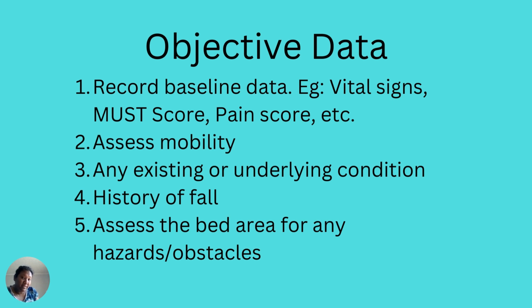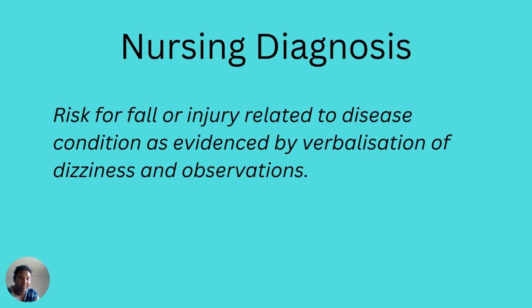And I would assess Alice for the mobility. I would check how Alice was doing when she was at home, and how Alice feels now that she's hospitalized, how she would like to be assisted. And any existing underlying condition for Alice, I would check for that, and I would make sure I write in the care plan any history of fall, and I would also assess the bed area for any hazards or obstacles. So this is what I would record in the objective data.